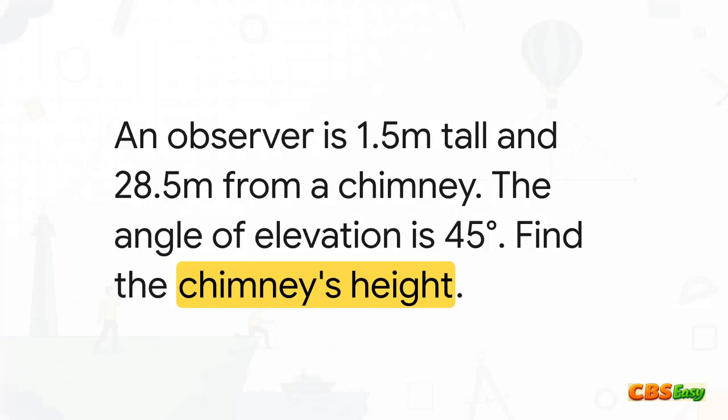Okay, here's our mission. We've got an observer who's 1.5 meters tall. They're standing 28.5 meters away from a big chimney. Now, from their eye level, the angle of elevation to the very top of that chimney is 45 degrees. Our job: find the total height of the chimney.